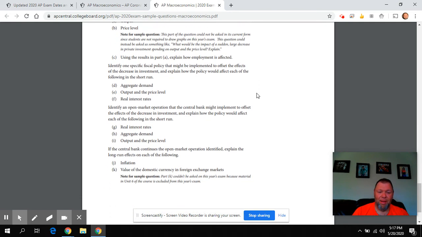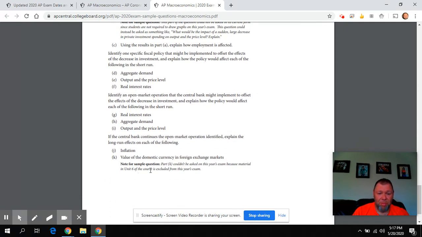All right. And then notice it says Part K could not be asked this year because Unit 6 is excluded. There will be nothing on this exam about the foreign exchange markets, international trade, tariffs, all that. There won't be any of that because that was what was cut from the test. So the only thing you would need to answer here is what will be the long run impact on inflation if the bank continues this?